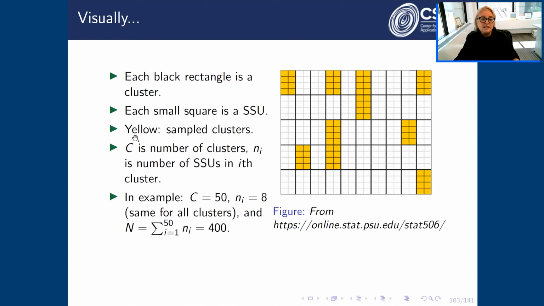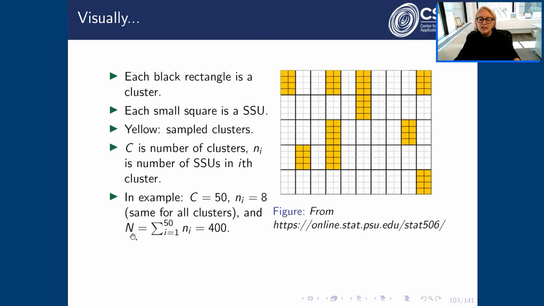And C here, I will use C to denote the number of clusters in the population, and N sub i would be the number of units within each cluster. And M here, big M, is going to denote the number of sampled clusters. In this particular example, there are 50 clusters in the population, so C is equal to 50. Each one has 8 units, so in this case they all have the same number of units. You don't have to have that.